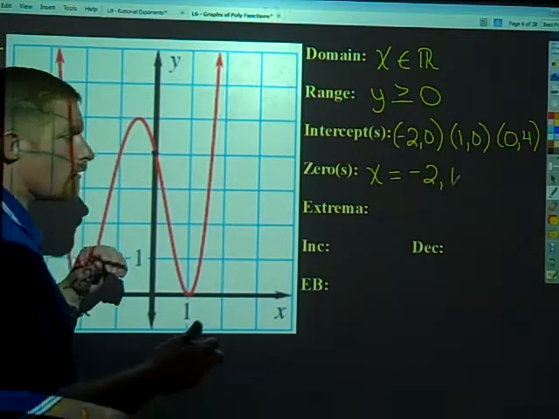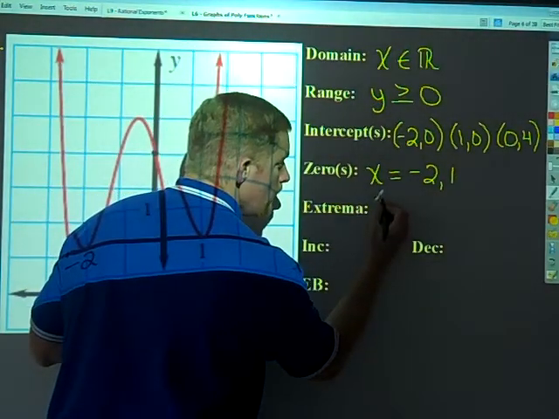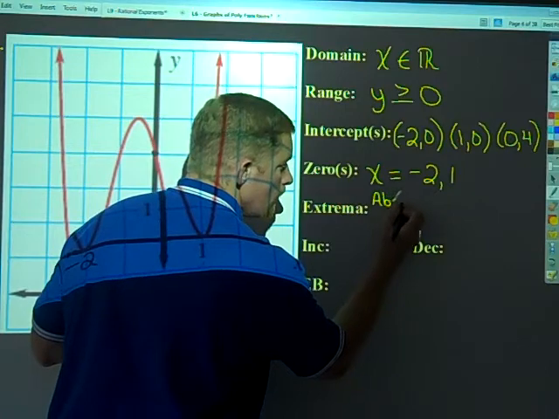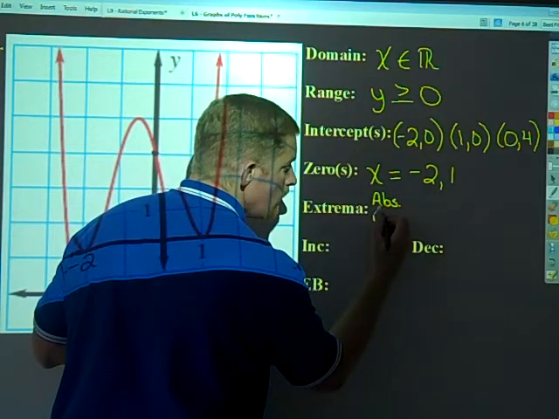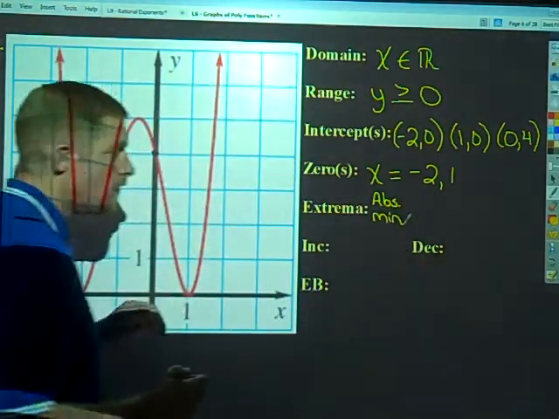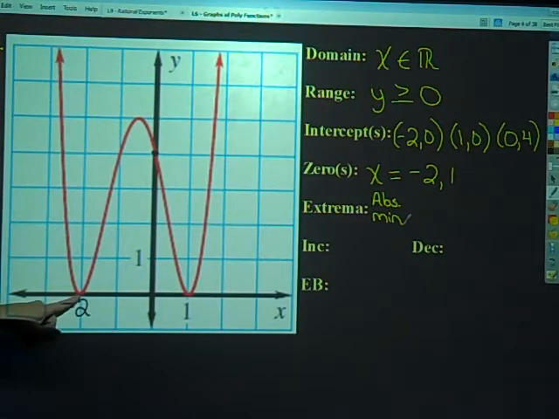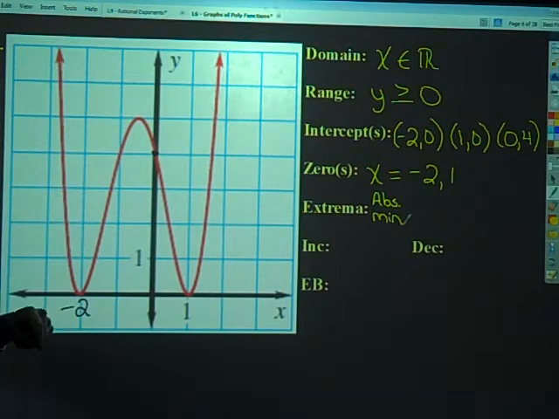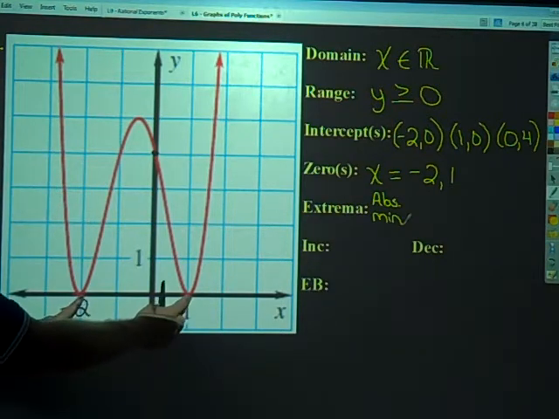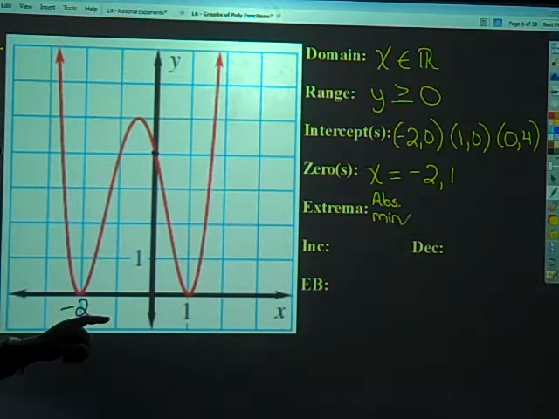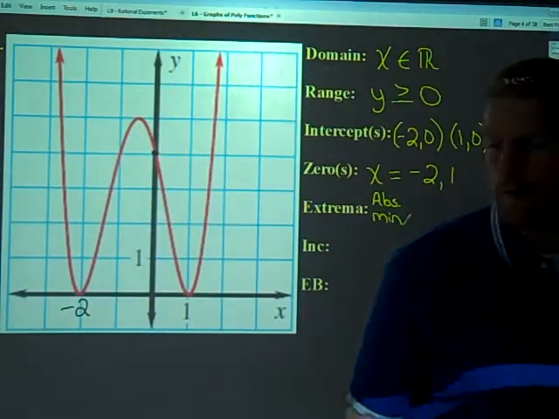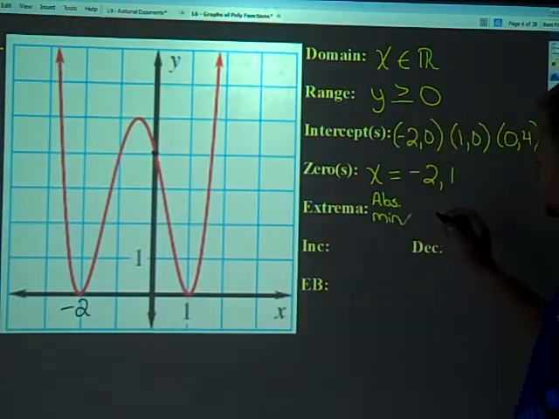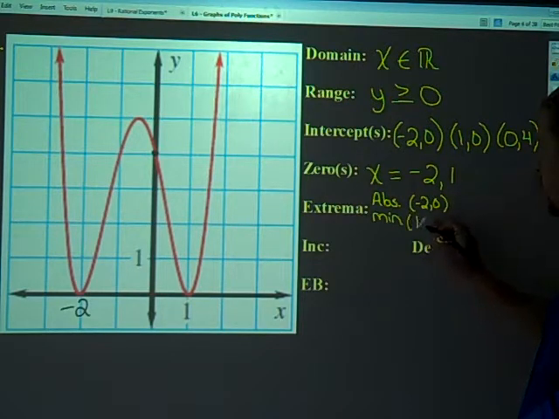Now let's start with our relative minimums and our absolute minimums. This is the lowest point of the graph, and so is this one. So we actually have two absolute minimums. They just happen to be at these exact same places, and they happen to be our x-intercepts. So I just label them. The absolute minimums are (-2, 0) and (1, 0).